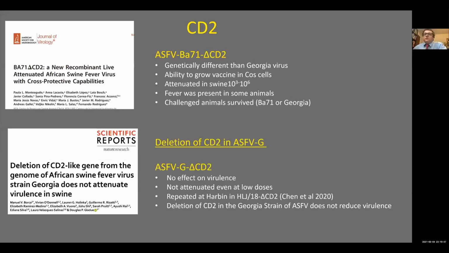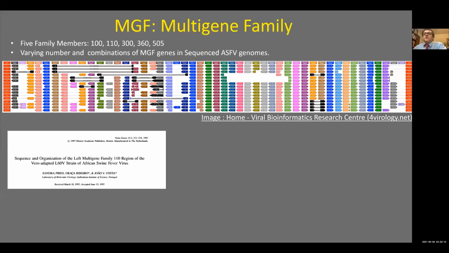Now, we looked at this CD2 gene in African Swine Fever Georgia, and when we deleted CD2 from African Swine Fever Georgia, we found that there was no effect on virulence. It was not attenuated even at low doses, and this was also repeated at Harbin in the study by Chen et al. Both of us found that deletion of CD2 in the Georgia strain of ASF does not reduce virulence. The next family of genes I'd like to talk about is the Multigene Family. A lot of times these are referred to as Delta MGF.